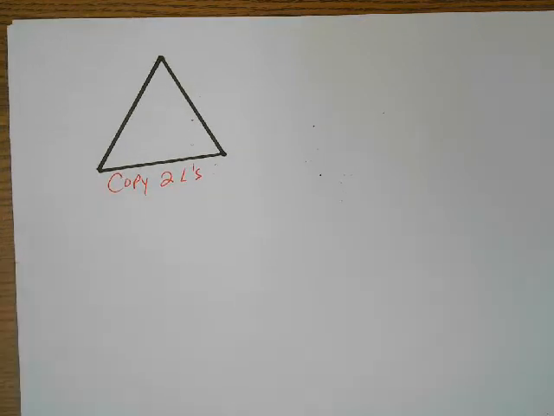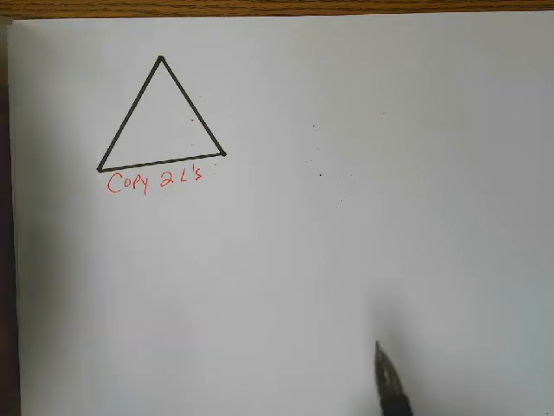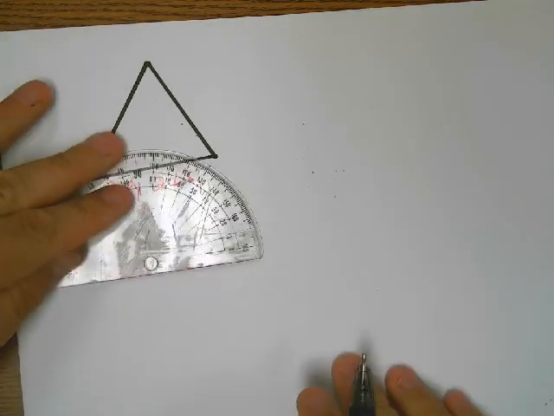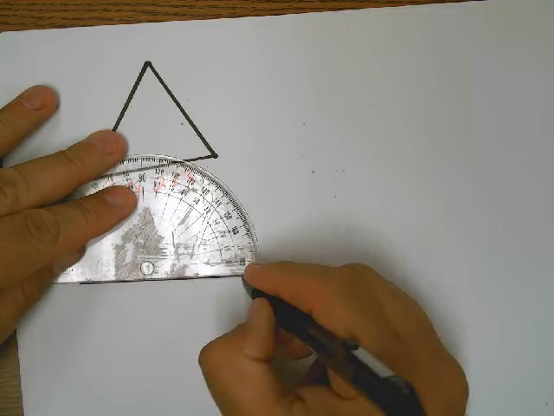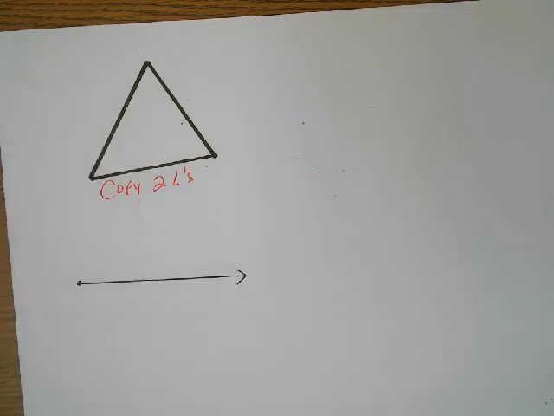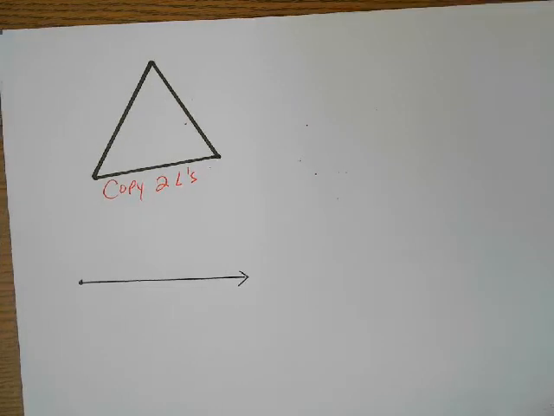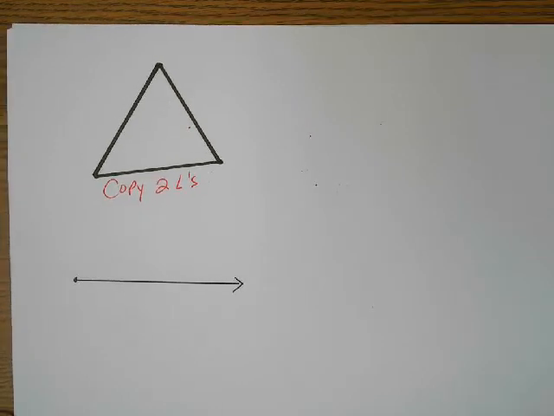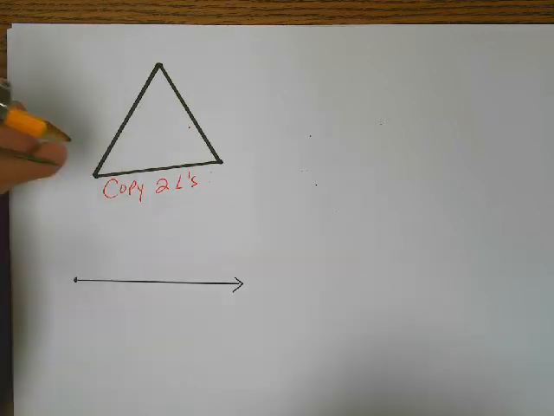All right, so anytime I want to copy, what do I got to start with? A ray. Does a ray have to be horizontal? No. A ray can be anywhere. All right, so I'm going to copy an angle. I'm going to copy this one first.